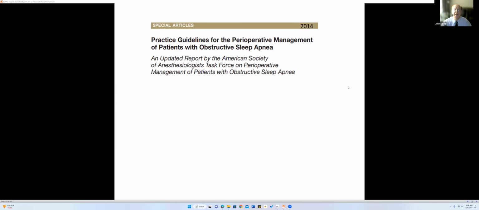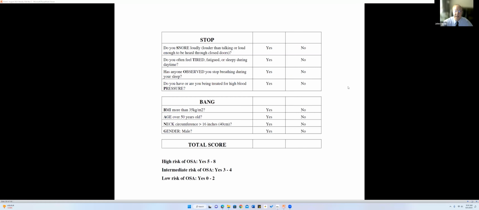So for those of you who want more details, there's a guideline published by the American Society of Anesthesiologists, practice guidelines for the perioperative management of patients with obstructive sleep apnea, published in 2014. As well, they recommend the use of the STOP-Bang questionnaire to predict obstructive sleep apnea. And this is the questionnaire. You have a high risk of obstructive sleep apnea if you answer yes to between 5 and 8 questions, and low risk if it's 0 to 2. And this is commonly carried out in the preoperative evaluation process.